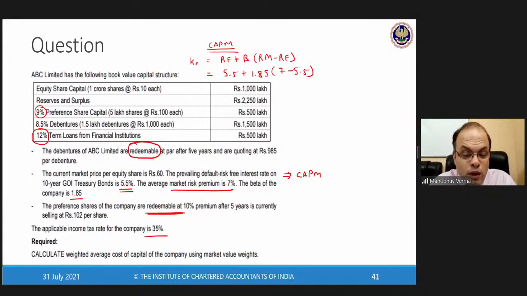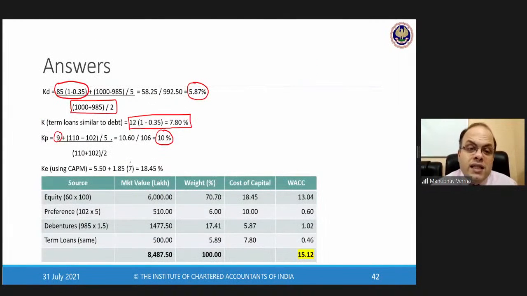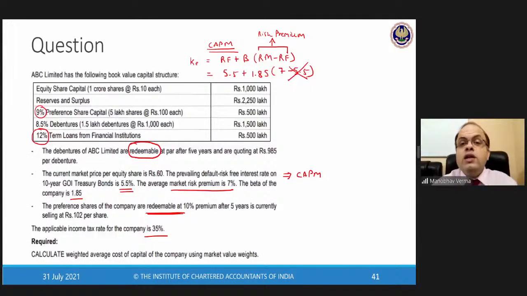Srishti says it is exactly that, they are giving us the market risk premium. This is actually the market risk premium only, guys. Why do you need to minus this again? You have to just do 5.5 plus 1.85 into 7. That's what we need to do here. Absolutely not correct. And you guys are amazing as always. So the market risk premium is directly given to us.